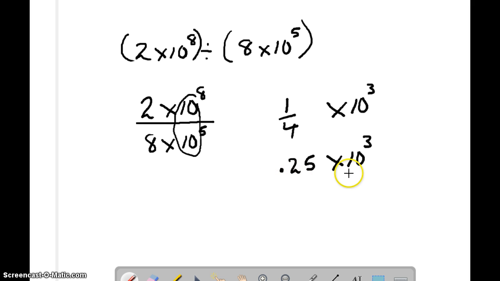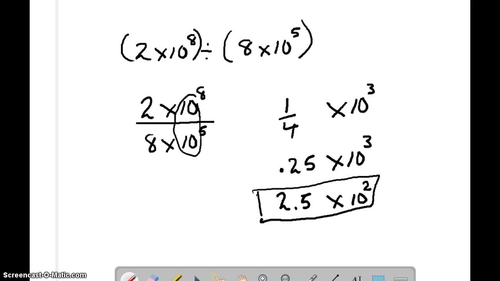And this is not in scientific notation form, so we have to move the decimal. So I move the decimal one place. I made this number bigger, so I need to make this number smaller. I made it bigger by a factor of 10, so I make this smaller by a factor of 10. And there's my answer.